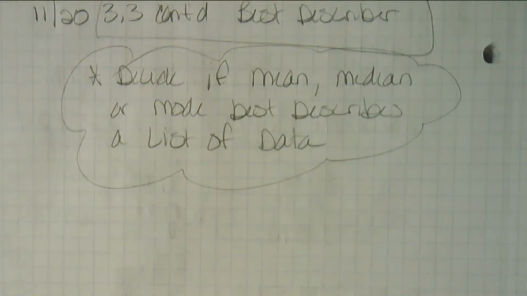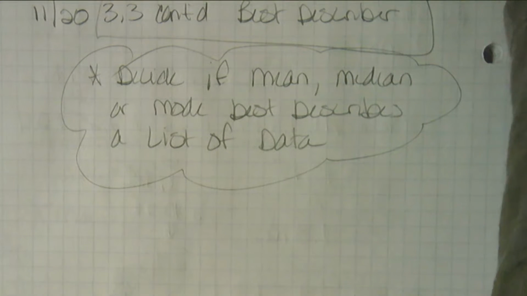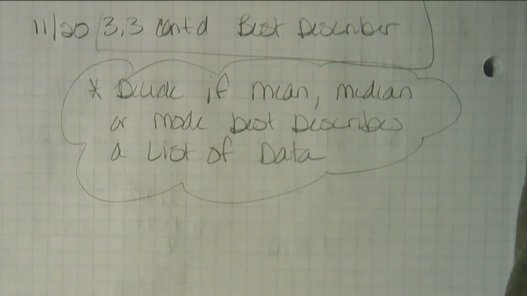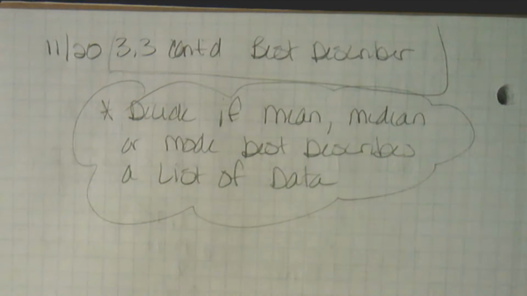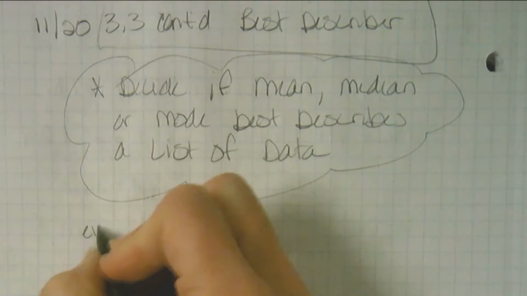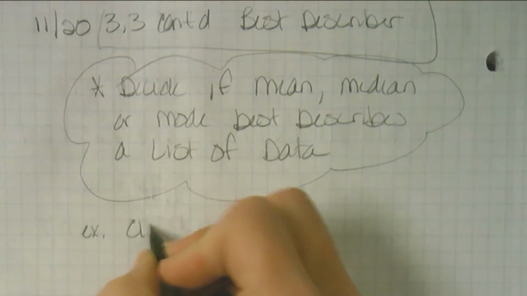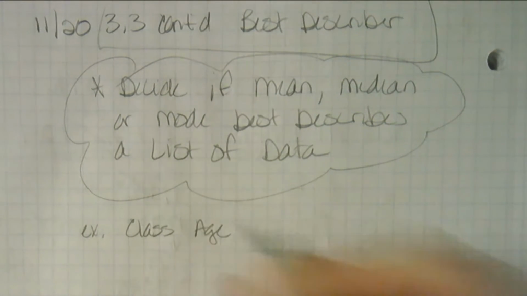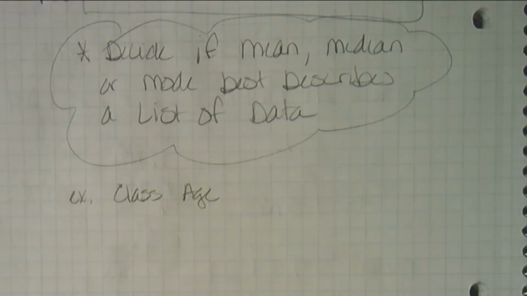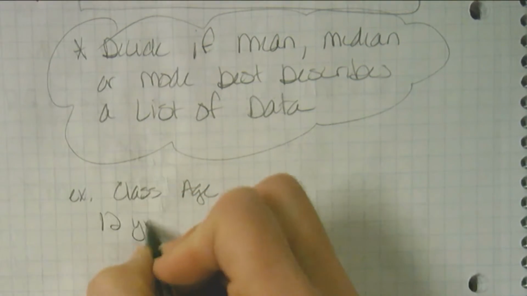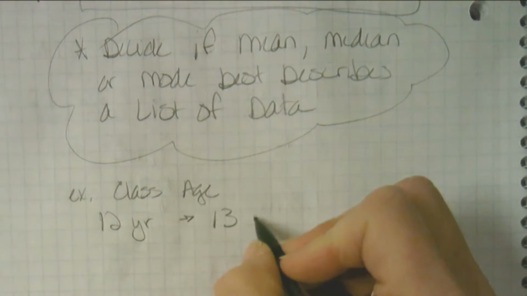Okay, so I'm going to give you an example of what I'm talking about so you can wrap your head around what I'm saying. So let's talk about an example here. Let's talk about our class age. How many of you guys are 12 in here? Raise your hands really high. 1, 2, 3, 4, 5, 6, 7, 8, 9, 10, 11, 12, 13. So I have 12-year-olds, and there are 13 of them.